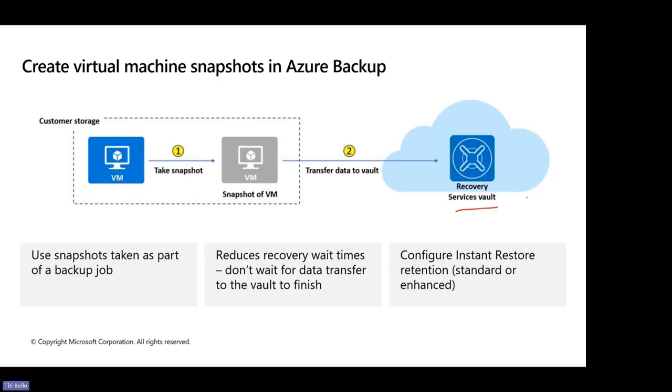So anytime you want to restore, you won't go to your backup vault. You will be going to your recovery services vault. Use the snapshot taken as part of a backup job, and you can reduce the recovery wait time. Don't wait for data transfer to the vault to finish. Then configure instant restore retention. That's restore extension. You can either make it standard or configure an enhanced one. If we have more time, we'll see how that can be done.